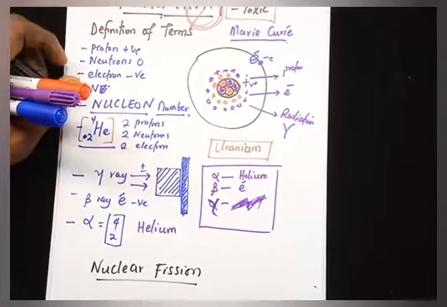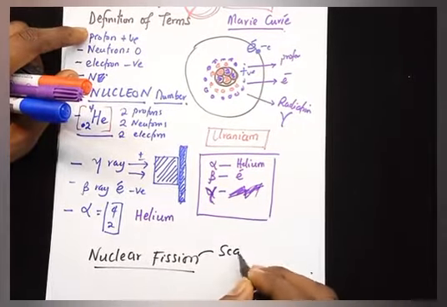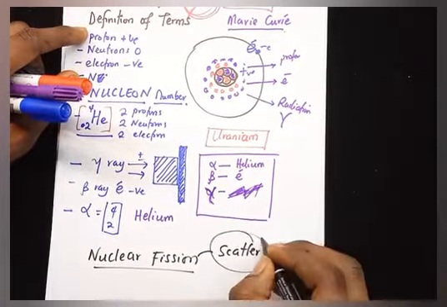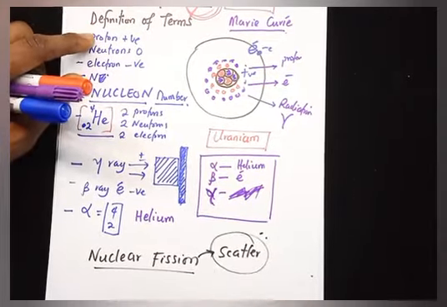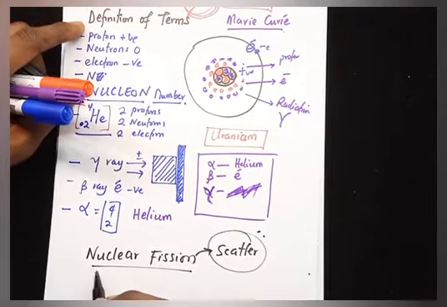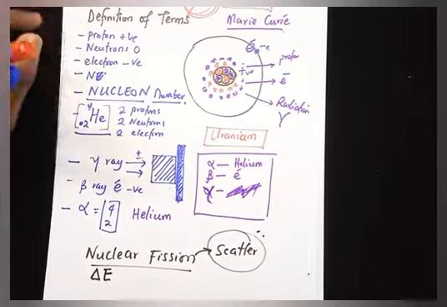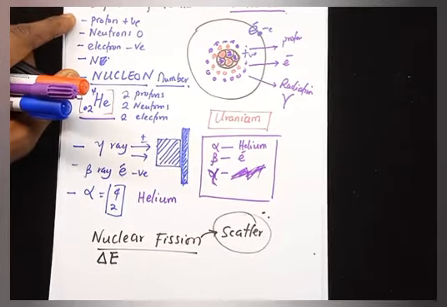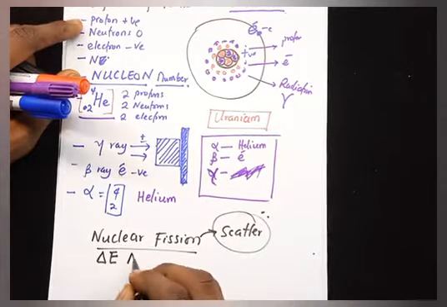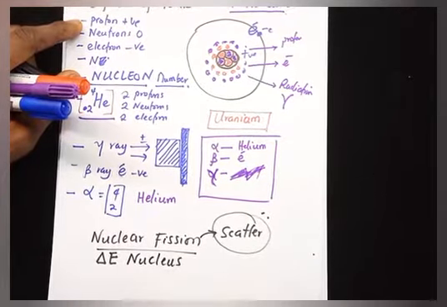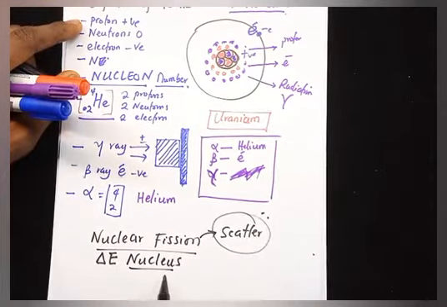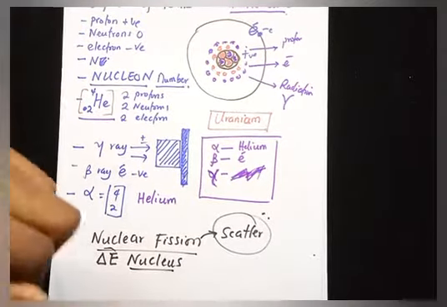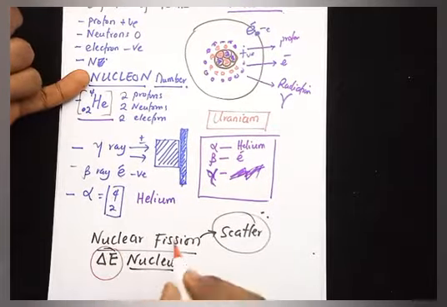The word fission, I want you to know, means to scatter, to break away. So nuclear fission is actually the energy required, and I'm going to represent energy as delta E here, to split the nucleus of an atom. When we split the nucleus of an atom, the energy that we need to split it is referred to as nuclear fission.